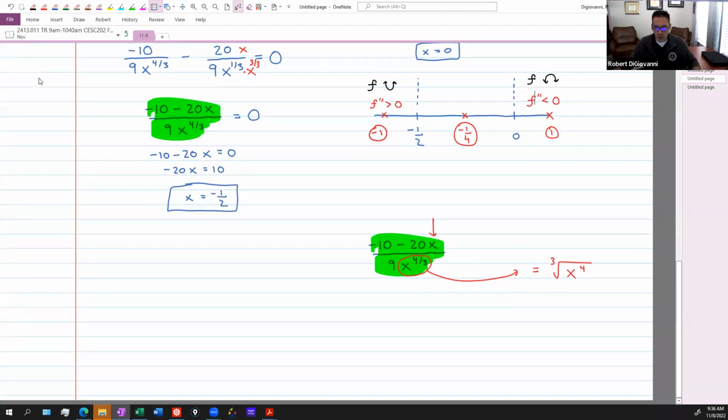What about -1/4? Let me do that one by hand. If I take that one, plug it into the derivative, I get -10 minus 20 times -1/4. That's -10 minus, well, actually, it's going to become plus, isn't it? Because I have two negatives there. So plus 5, right? Because 20 divided by 4 is 5. And that's a negative number, right? My denominator was positive, so I don't even care about the denominator. So that means my second derivative here is also negative, right? Just like it was to the right of 0.